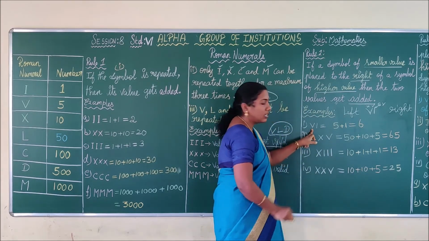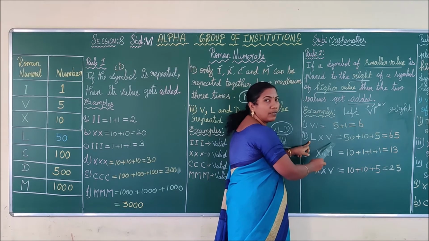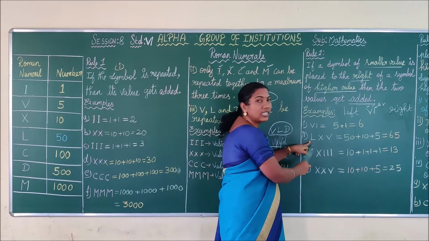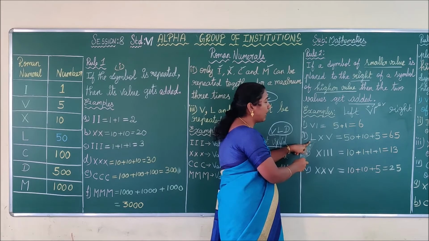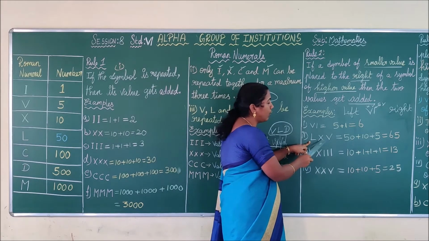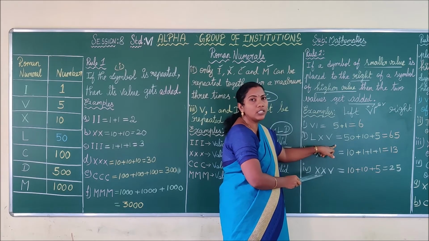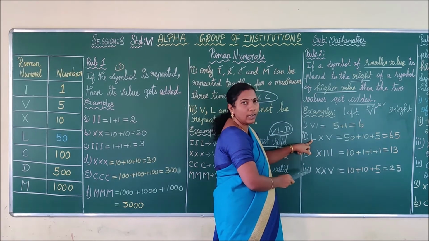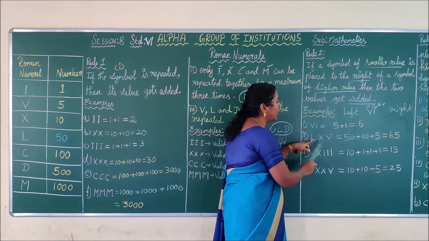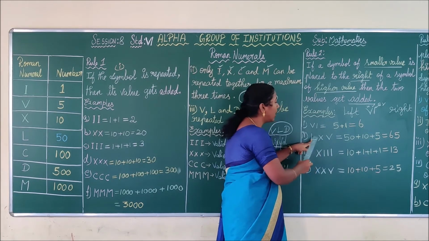Is it clear, children? See the next one, LXV. Among these, which is the higher value? What is the value of L? 50. What is the value of X? 10. What is the value of V? 5. Among these, which is the highest value? L is the higher value, and the symbols of smaller value are placed on the right hand side of the higher value.